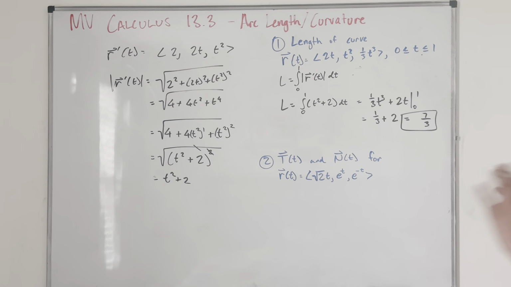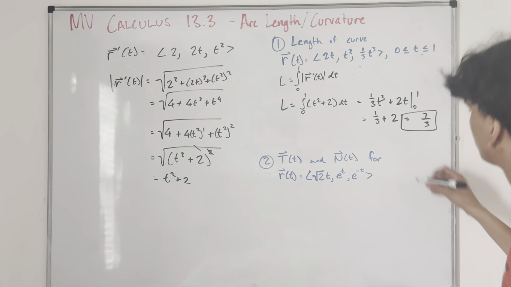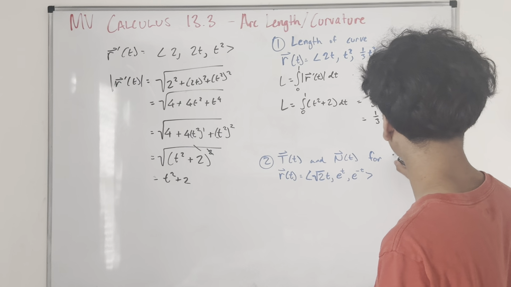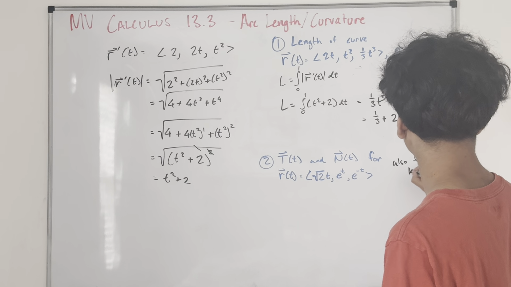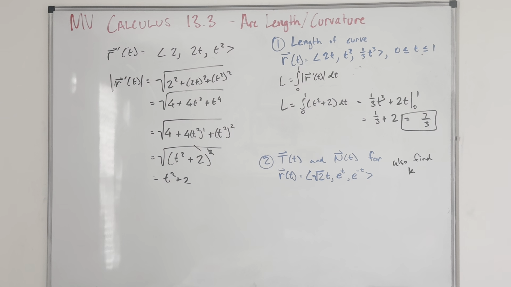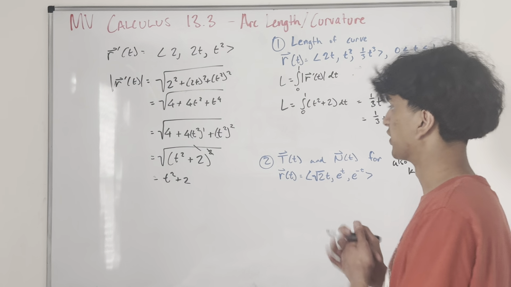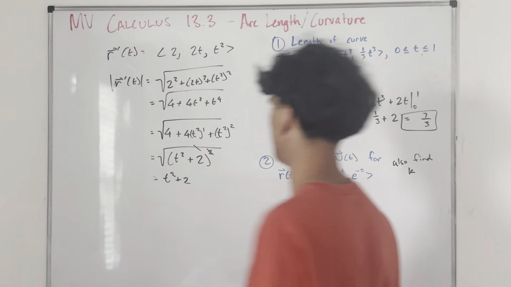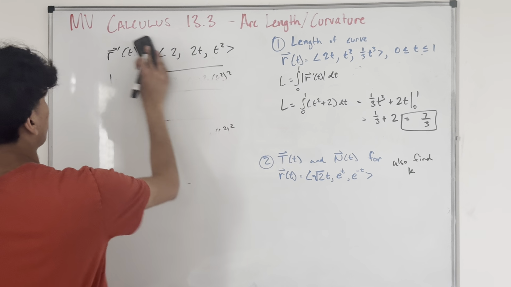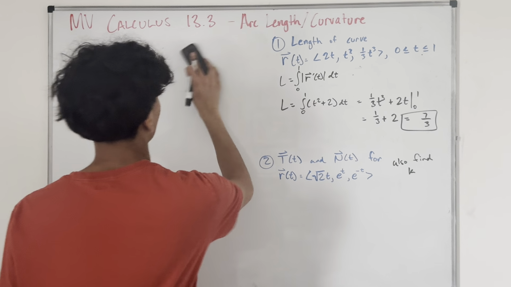So let's do this one. We're going to find T of t and N of t for r prime of t. And because I forgot to, let's also find the curvature, kappa, a Greek letter, if you read the book. We know the tangent vector is r prime of t divided by its magnitude. That's how you get the unit vector tangent to the curve.